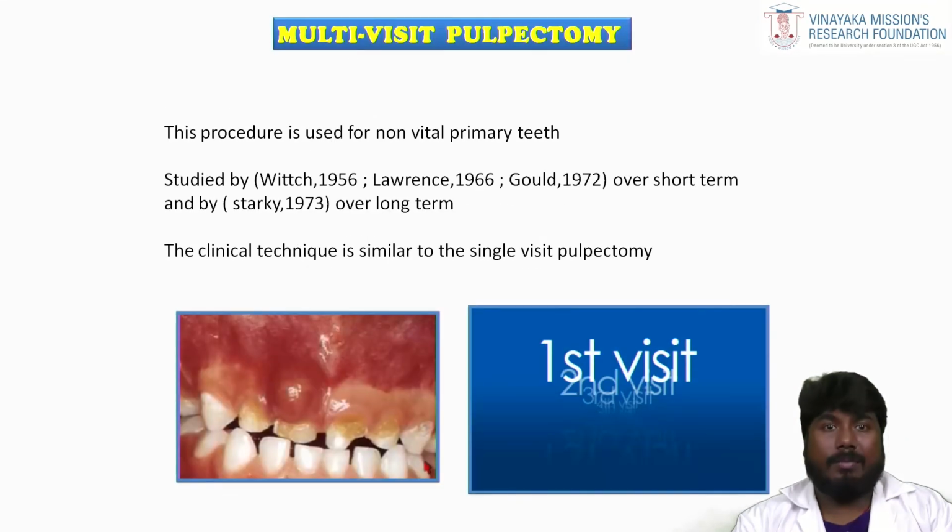Now, the multiple visit pulpectomy. How is the multiple visit pulpectomy done? This procedure is used for a non-vital primary tooth. It was studied by Rifkin in 1956, Lawrence in 1966, and Gold in 1972 in short-term studies, and by Starkey in 1973 over the long term. The clinical technique is similar to the single visit pulpectomy, for both single visit and multiple visit.